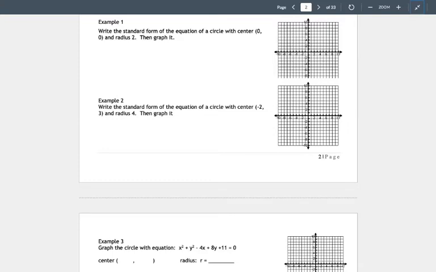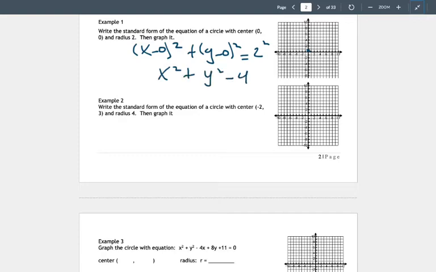In example 1, we're going to write the standard form of an equation with the center at (0, 0) and a radius of 2. So your center is here at (0, 0), and you have a radius of 2, so you go out 2. In standard form, it would be (x minus 0) squared plus (y minus 0) squared equals the radius, which is 2 squared. An easier way to write it would be x squared plus y squared equals 4.